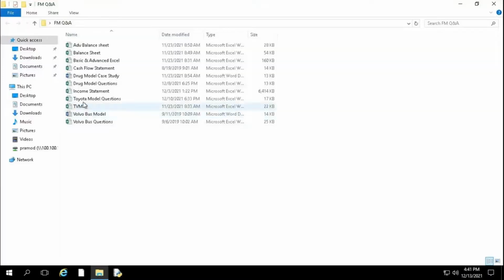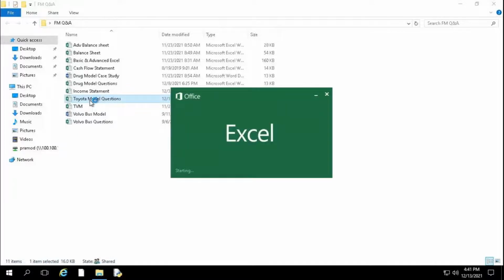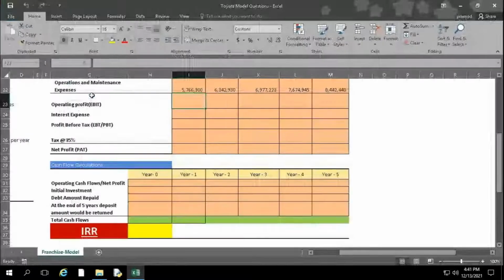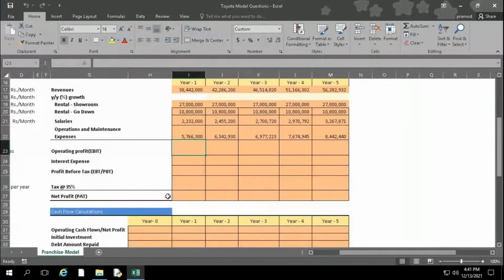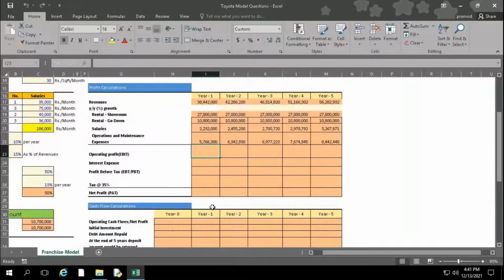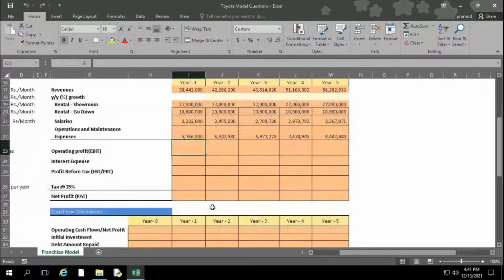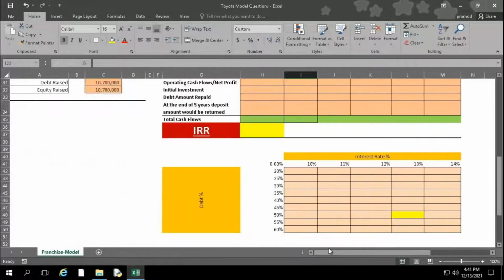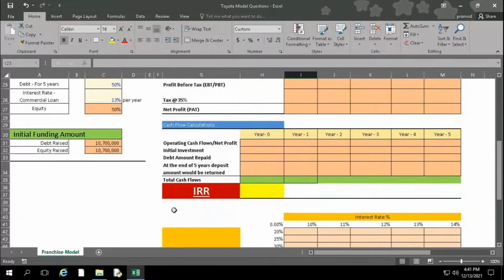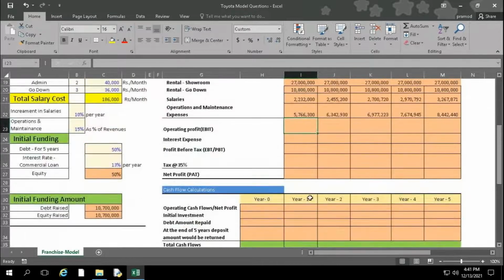So last we have done the Toyota model. So have you all finished this, or you want me to finish? Sir, can you tell me the operating profit, sir?